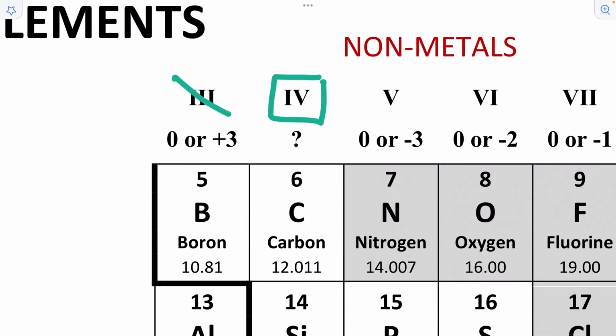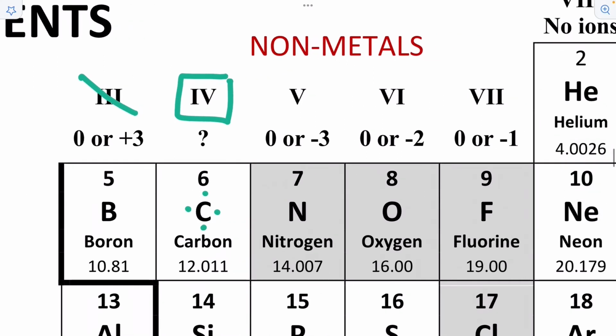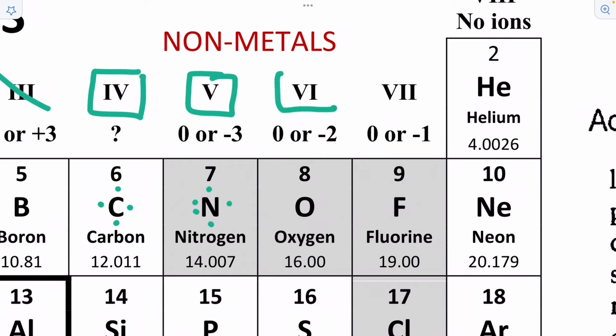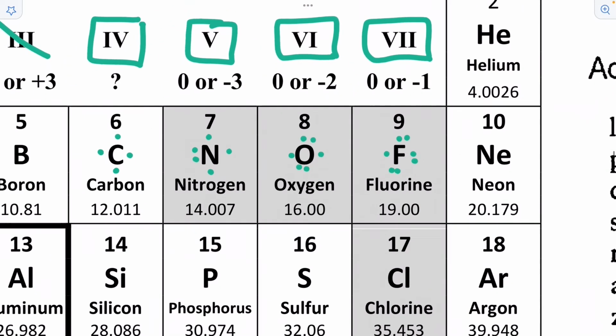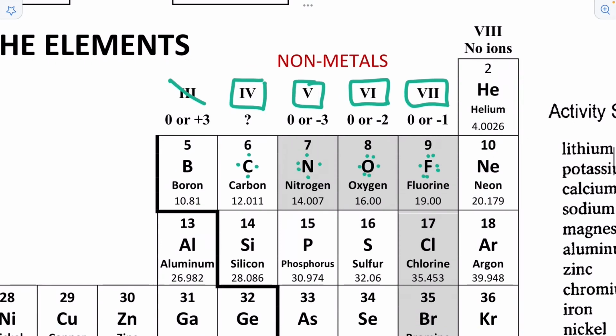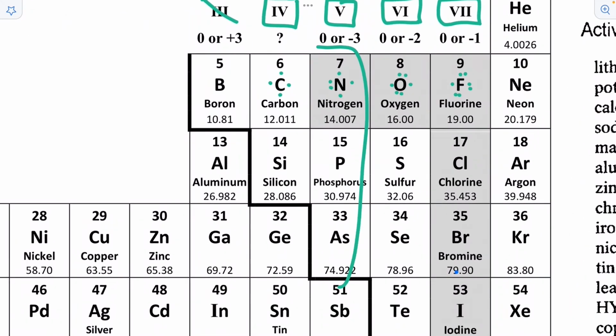There will be 4 seats around carbon: 1, 2, 3, 4, like that. Nitrogen is 5: 1, 2, 3, 4, 5. Oxygen is 6: 1, 2, 3, 4, 5, 6. Fluorine and everything below it is 7: 1, 2, 3, 4, 5, 6, 7. That applies to everything in the column. So everything here, everything here, everything here. They're all the same.